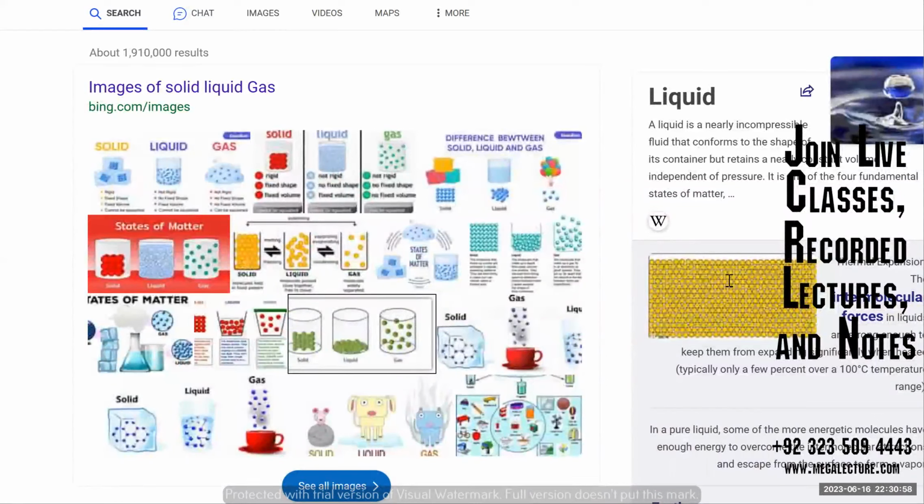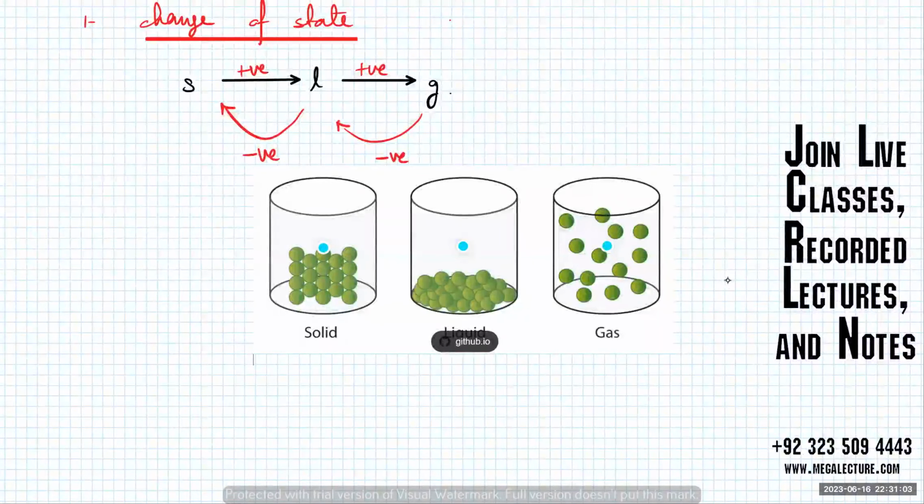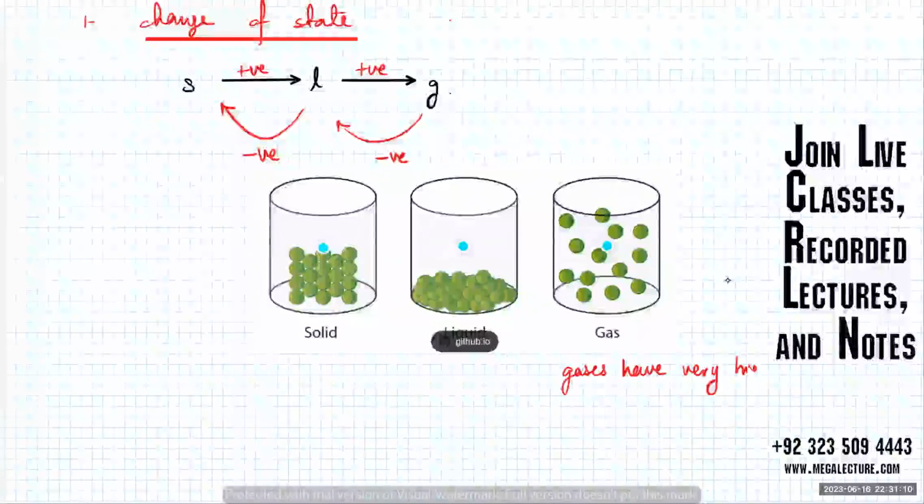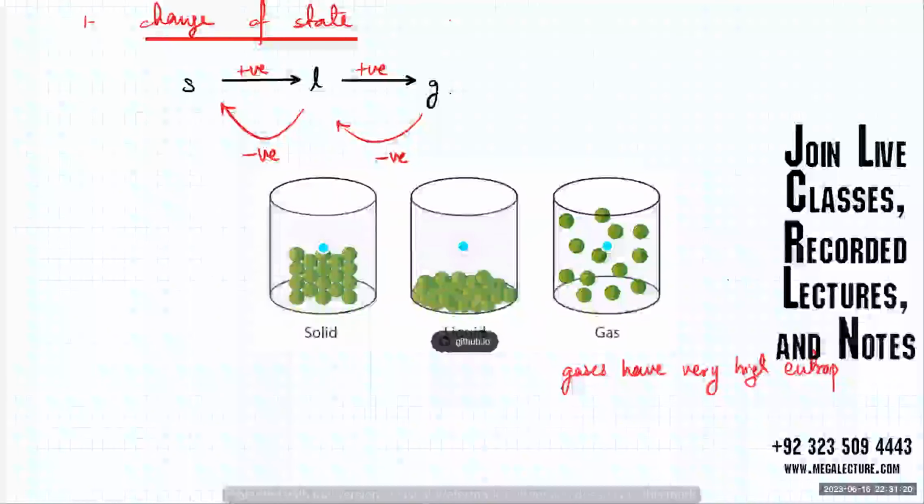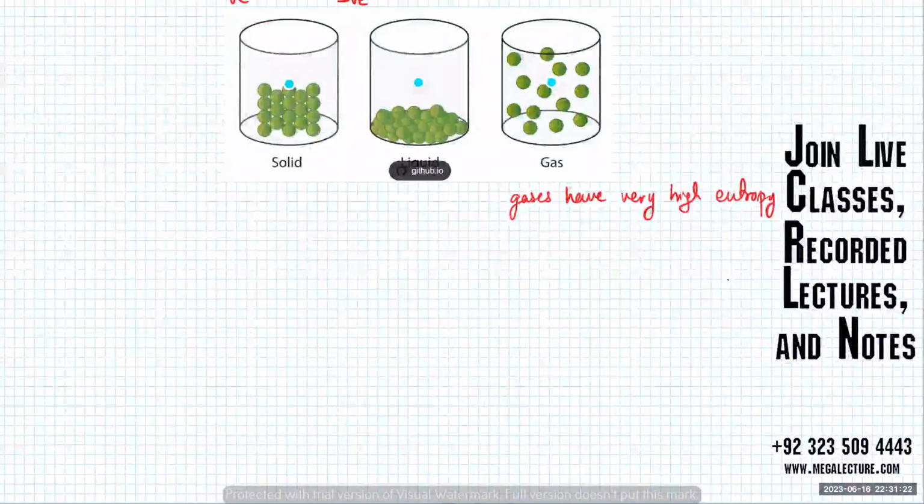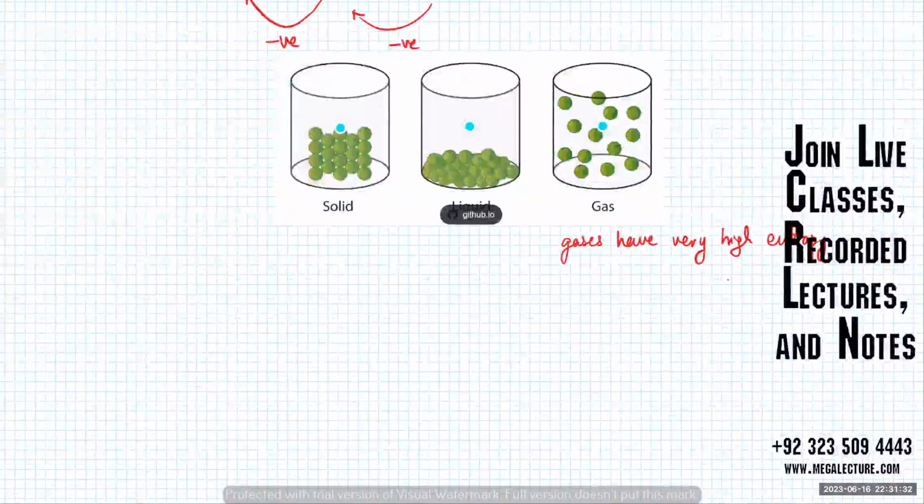So just remember this, delta S is much larger. So gases tend to have very high entropy, and gases create a lot of disorder. Solids and liquids, liquids create disorder, solids create the least disorder, but gases create a lot of disorder. So first thing, that's in a chemical reaction.